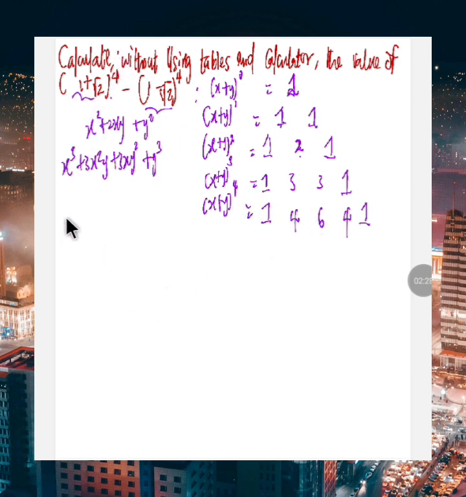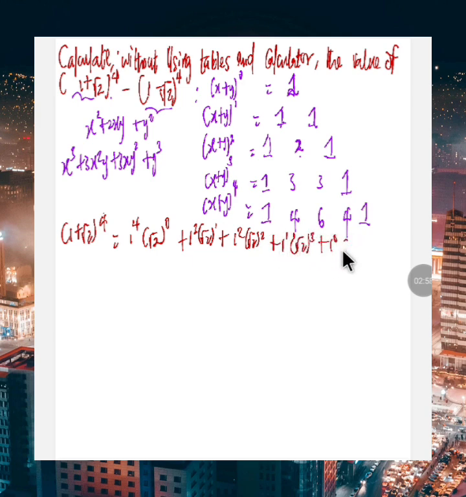All right, so (1 plus square root of 2) raised to the power of 4. I could say this is 1 raised to the power of 4, and root 2 raised to the power of 0. The power of 1 will be decreasing, while the power of square root of 2 will be increasing. So plus 1 raised to the power of 3, square root of 2 raised to the power of 1, plus 1 raised to the power of 2, square root of 2 raised to the power of 2, plus 1 raised to the power of 1, square root of 2 raised to the power of 3, plus 1 raised to the power of 0, square root of 2 raised to the power of 4. All right, so 1 raised to the power of 4 is 1, and root 2 raised to the power of 0 is 1.